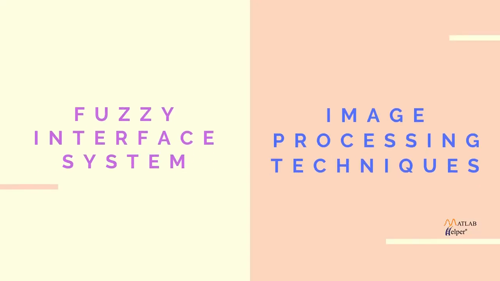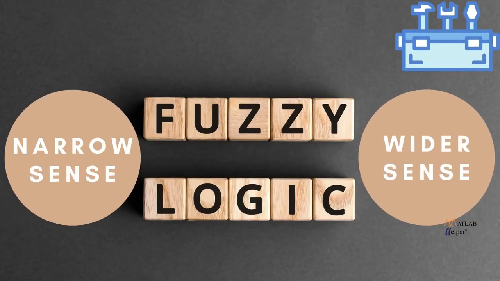In the first part, we will see fuzzy logic toolbox elements, how to design a fuzzy inference system, membership functions, and how to add rules for the system. In the second part, we'll see different image processing techniques and how to design a fuzzy logic based system for them. Fuzzy logic has two different meanings.